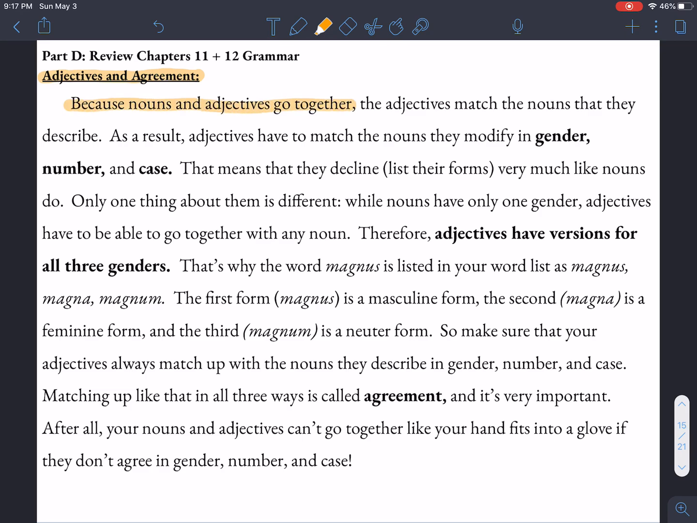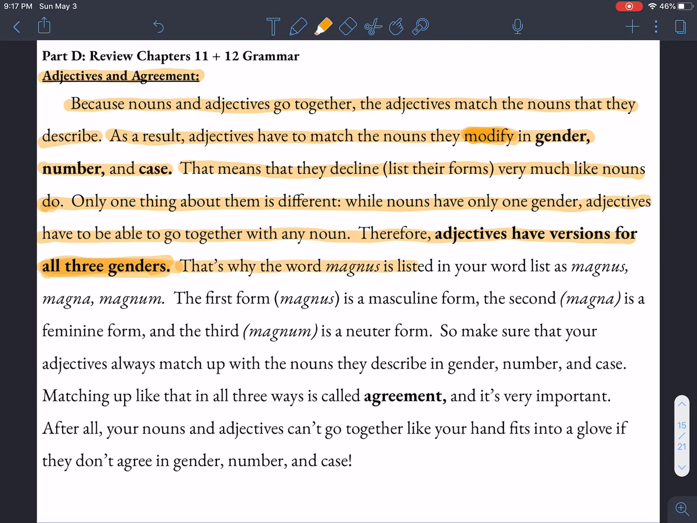Because nouns and adjectives go together, the adjectives match the nouns that they describe or modify. Okay, right? Remember, modify is the technical term for it. As a result, adjectives have to match the nouns they modify, there's that word again, in gender, number, and case. That means that they decline or list their forms very much like nouns do. Only one thing about them is different. While nouns have only one gender, adjectives have to be able to go together with any noun. Therefore, adjectives have versions for all three genders.